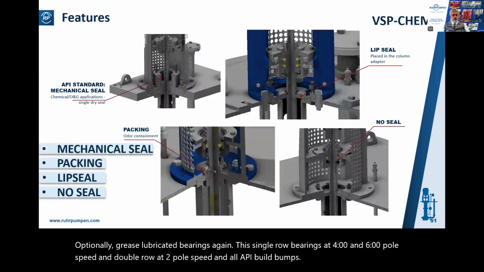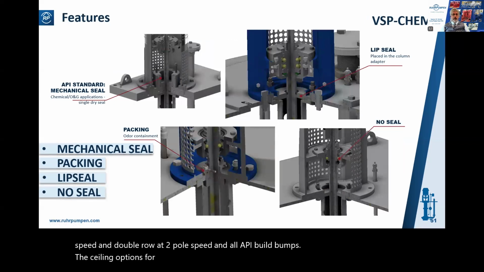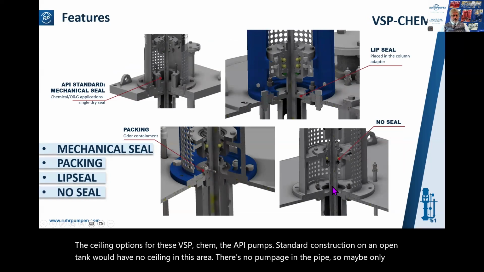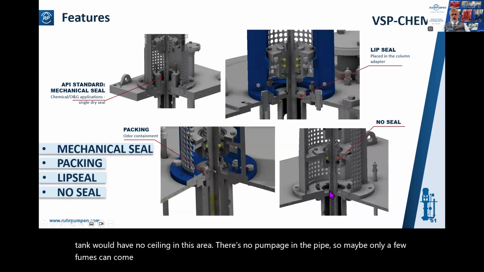The sealing options for these VSP Chem, the API pumps. Well, standard construction on an open tank would have no sealing in this area. There's no pumpage in the pipe, so maybe only a few fumes can come through. But if you like, you could have a lip seal here.